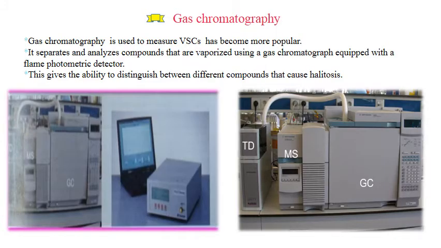Gas chromatography. This device, used for measuring volatile sulfur compounds, has become more popular. It separates and analyzes compounds that vaporize using a gas chromatograph with a flame photometric detector. This gives the ability to distinguish between different compounds that cause halitosis. However, these devices are very expensive and require trained personnel.